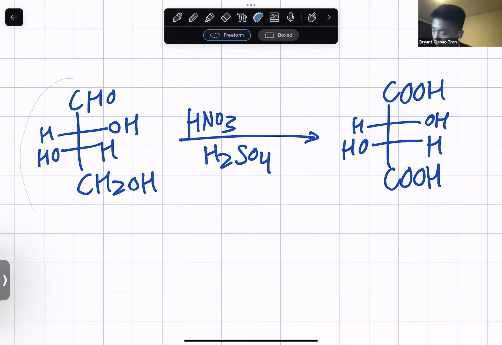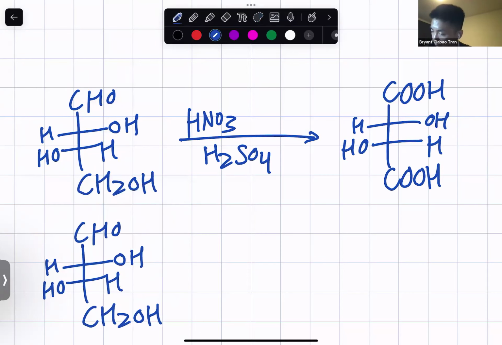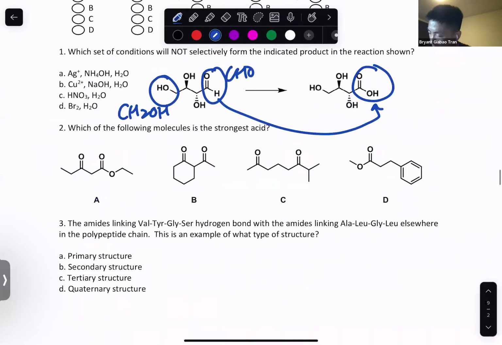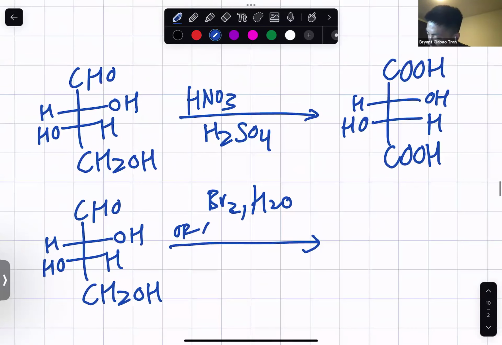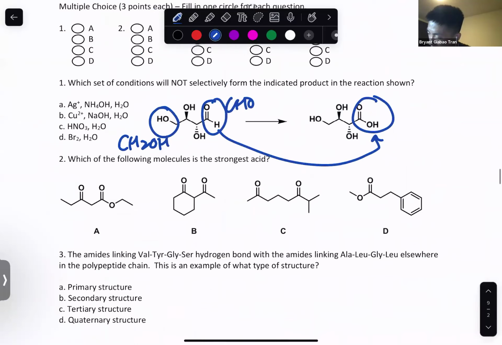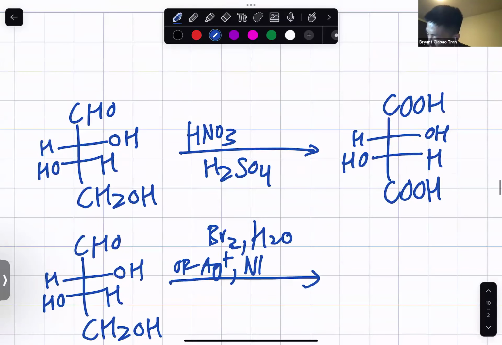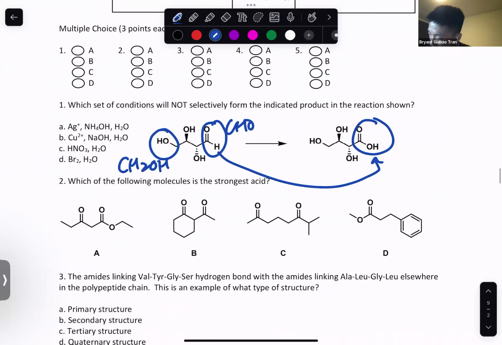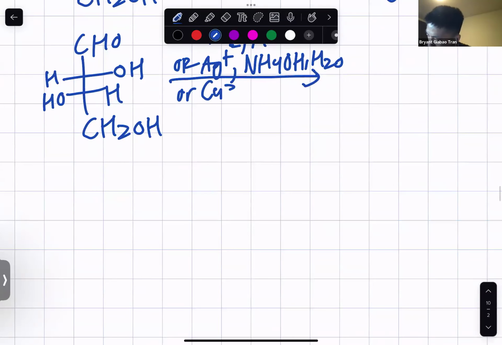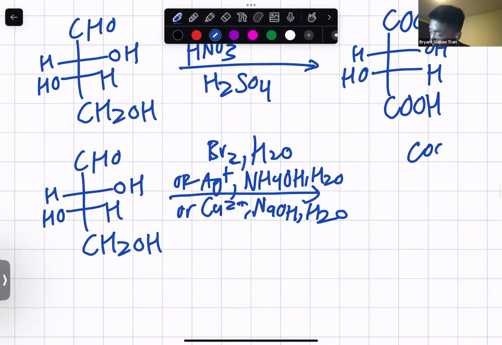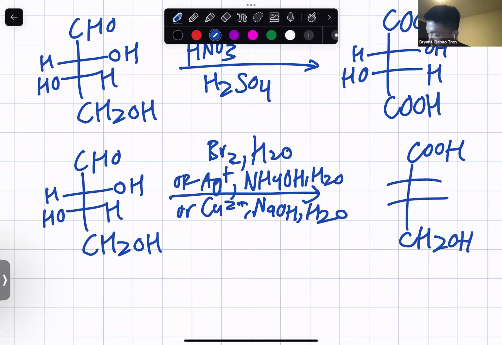The weaker ones would be three reagents. They would be Br2 and water, silver ion with NH4OH and water, and the other one that could do this is copper 2 plus with NaOH and water. These weak oxidizing agents will only oxidize the top carbon into the carboxylic acid. And this only works for aldoses. Those three weak oxidizing agents only work for aldoses. They do not work on ketoses.